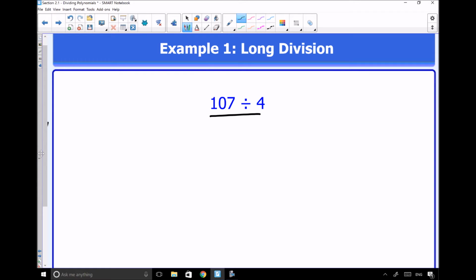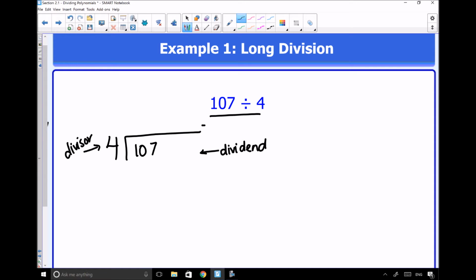So let's go ahead and do the division here. So remember, we're going to take 4 right here, which is our divisor, right? Let's just refresh your brains with some of this vocabulary. We're going to see how many times it goes into 107, which is our dividend. And then whatever we get is our answer. This is going to be our quotient.